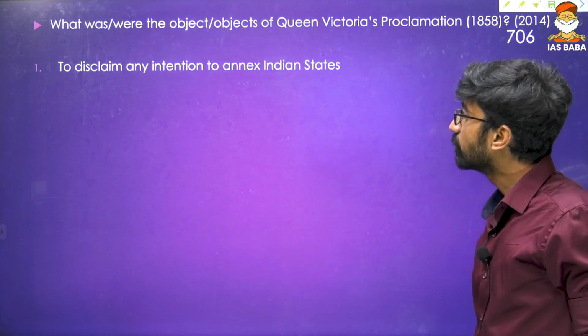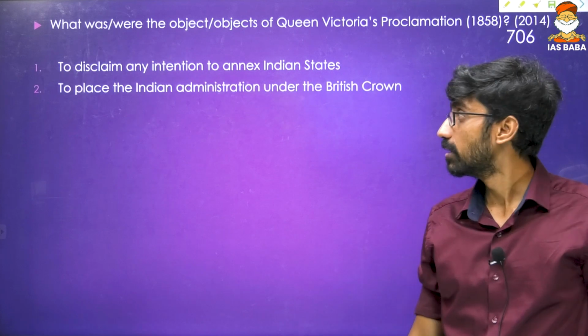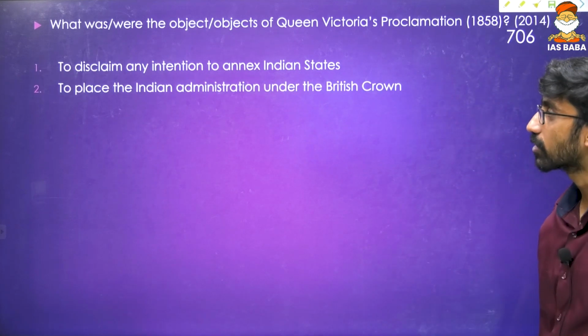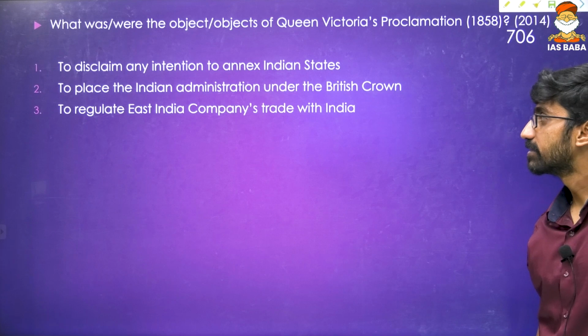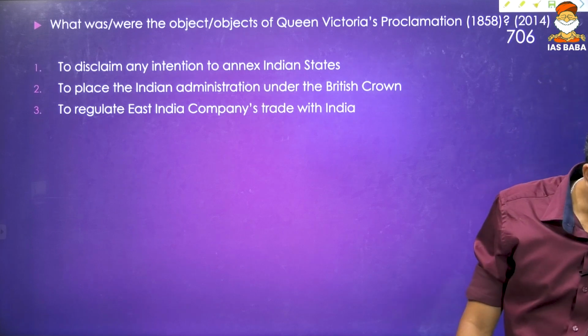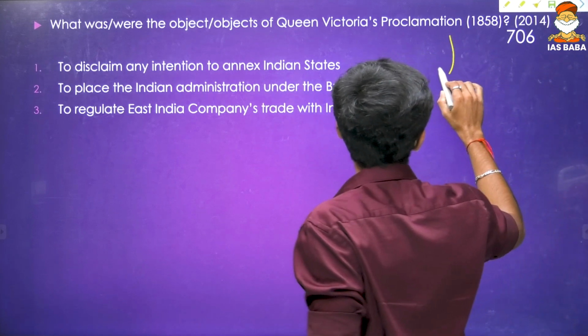Now to disclaim any intention to annex Indian states. Then again to place the Indian administration under the British crown. To regulate East India Company's trade with India. And what is this Queen's proclamation? This Queen's proclamation happened in November 1858.